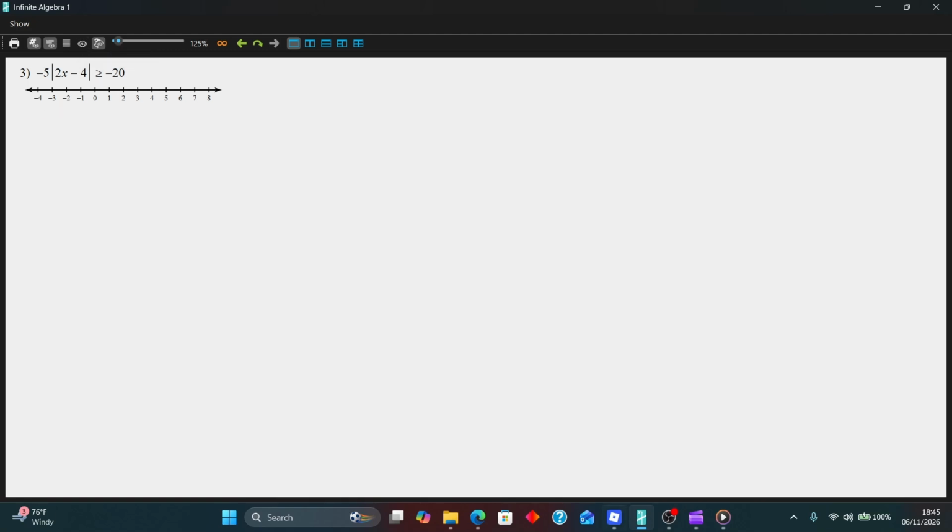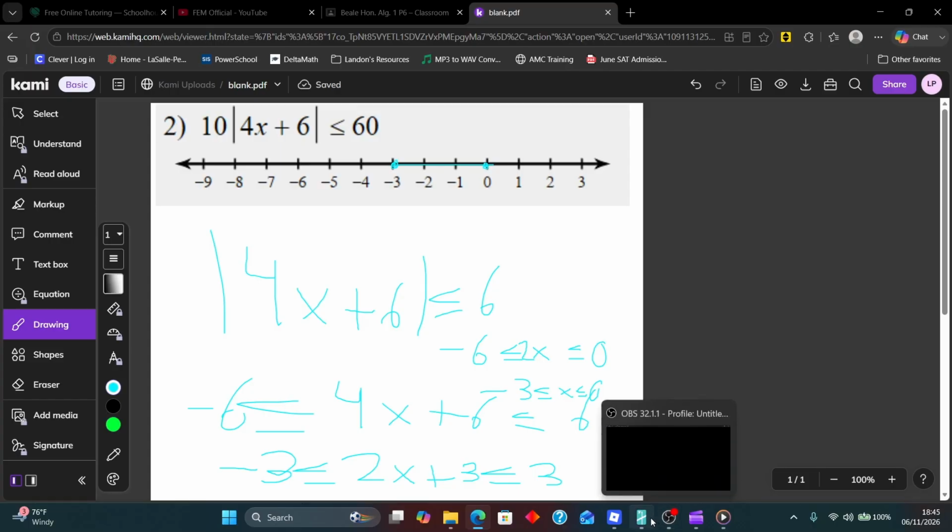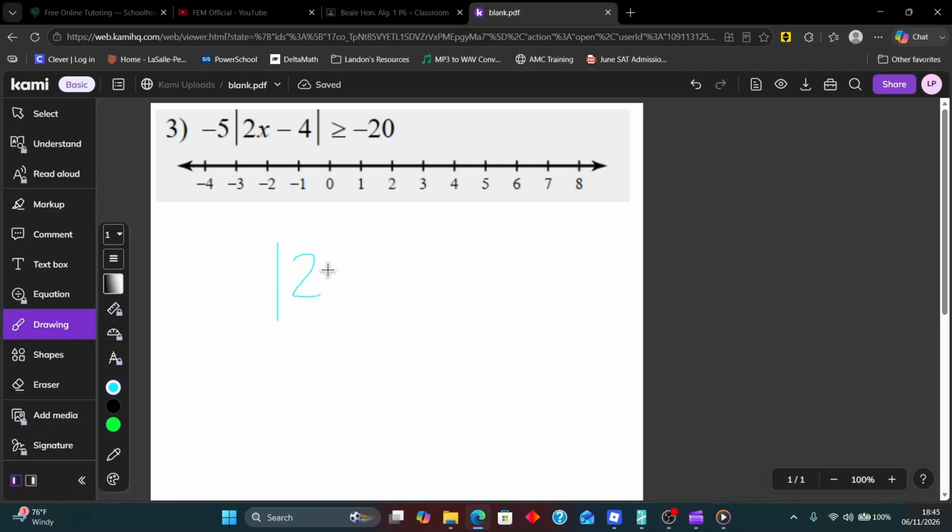Okay, 0, 4. Okay, let's see. How do we get that? 2x minus 4 is going to be less than or equal to 4, because we flip the sign. Now we get negative 4 is less than or equal to 2x minus 4 is less than or equal to 4. Divide each side by 2, it's going to be negative 2 is less than or equal to x minus 2 is less than or equal to 2. Subtract each side, it's going to be negative 4 is less than or equal to x is less than or equal to 0. And to graph that, we just draw a line.